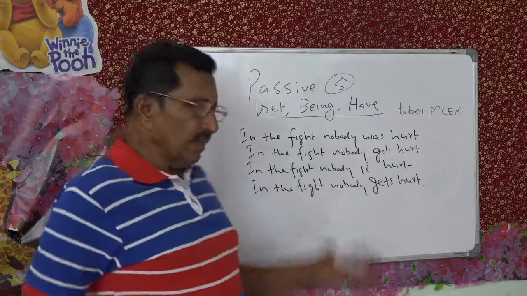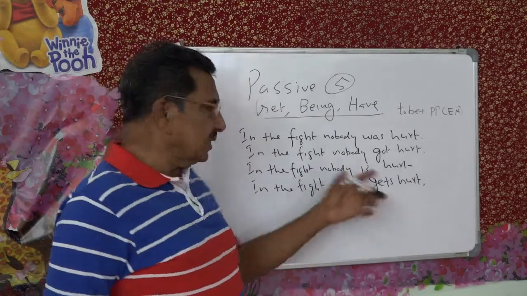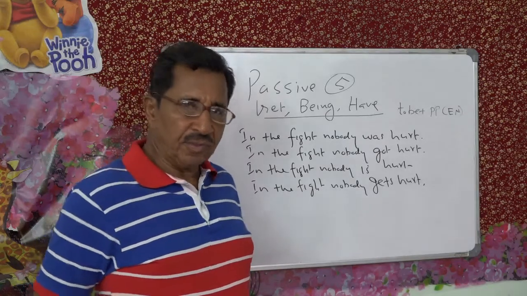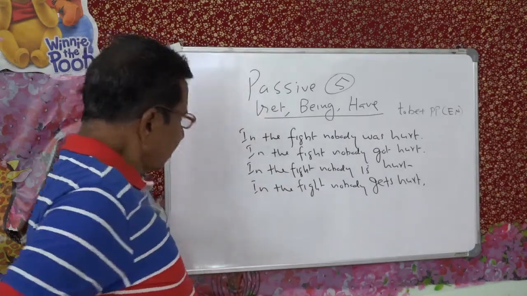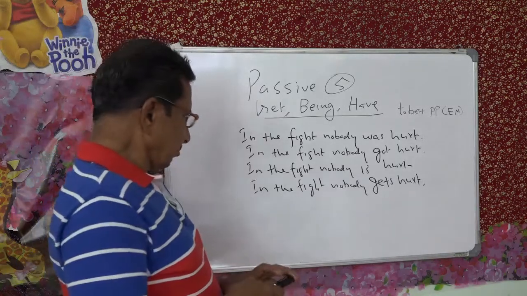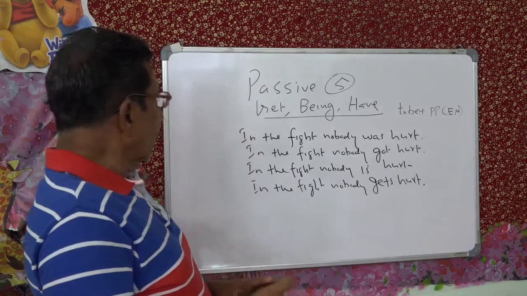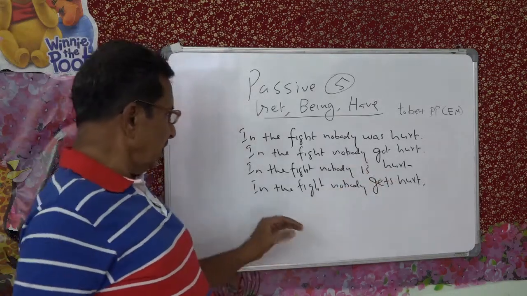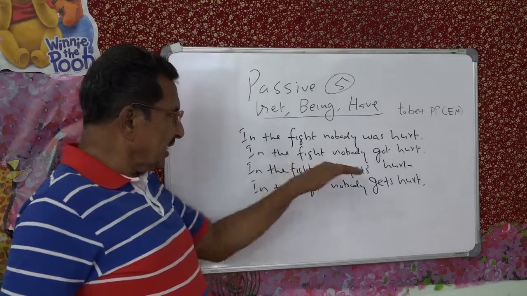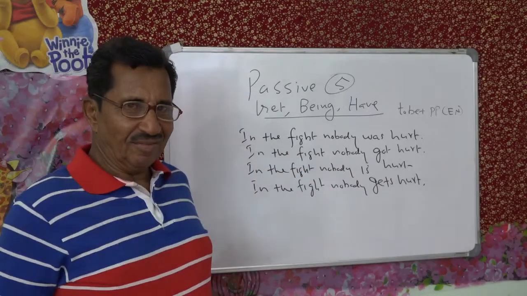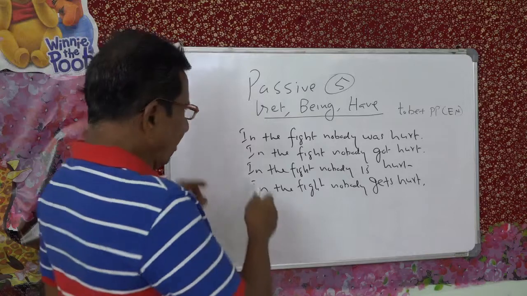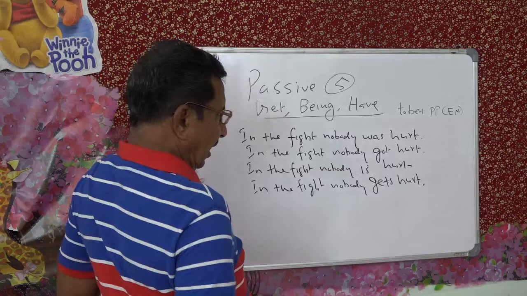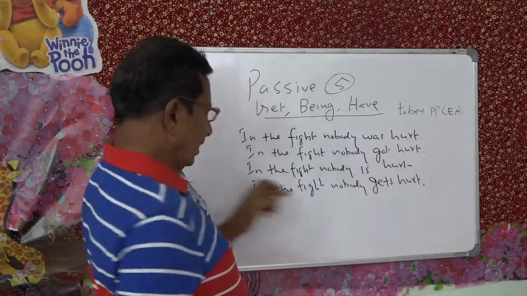Especially this is in informal speech, not formal speech. And also, we use the get passive when the subject of the sentence is affected. You can see now, in the fight nobody got hurt. So the subject is affected here. Or we say here it is negative.